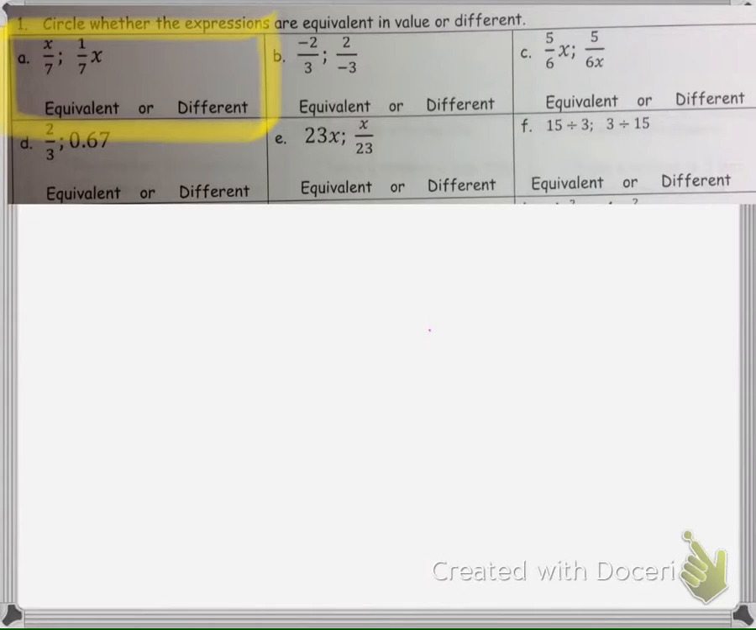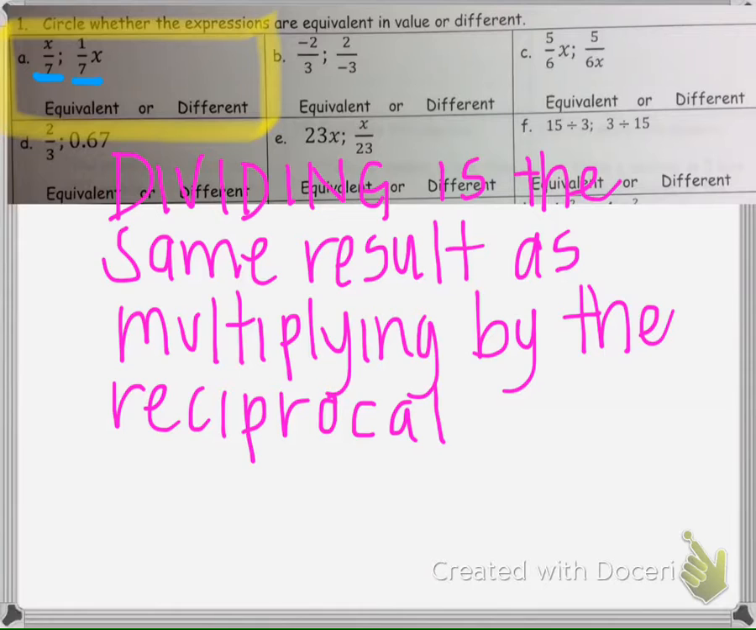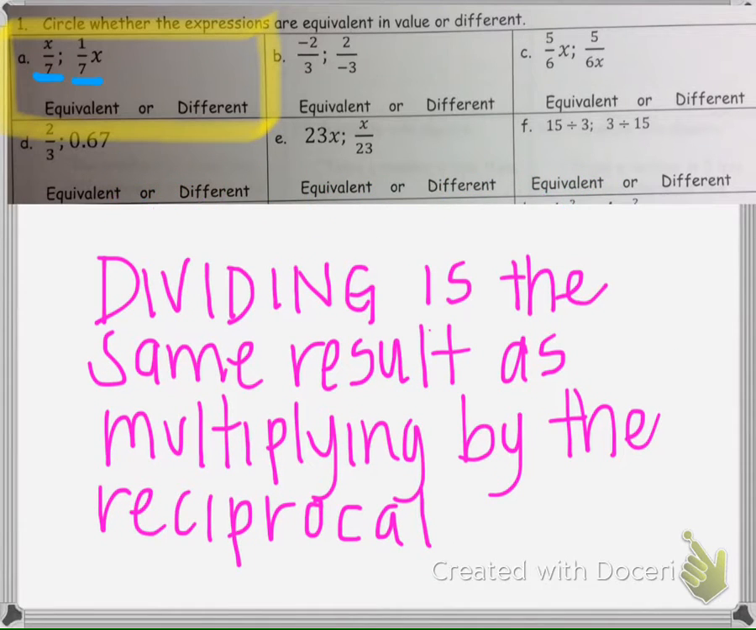All right, in these problems, we're asked to tell if the expressions are equivalent or if they are different in value. So if we look at A, we have some number divided by 7, and then we have some number multiplied by 1/7. So one way to justify your answer, in that the answer to this is indeed equivalent, is to know that dividing is the same result as multiplying by the reciprocal.